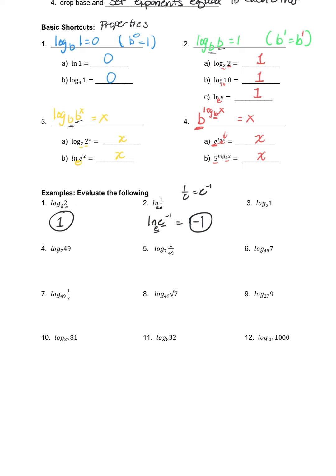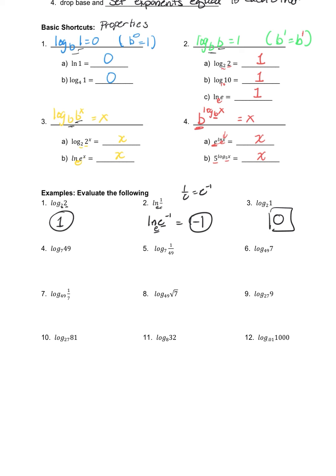Here we have log base 2 of 1. Again, using our rules, if we go up here, log base 2 of 1, that b is the same as that 2, so that means this has to equal 0.